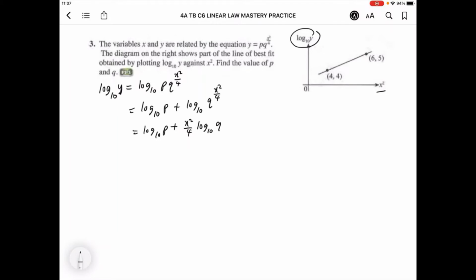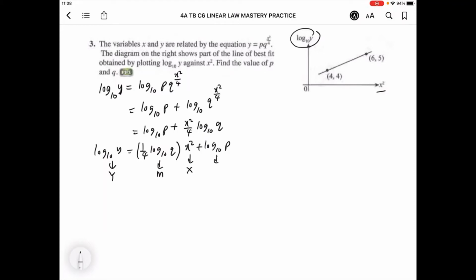Again, we need to rearrange it. For me, I will put log 10 q with a 1 over 4 first, put x squared later, and log 10 p last, so that you can see clearly this is your big Y, this is your gradient, this is your big X, and this is your C.